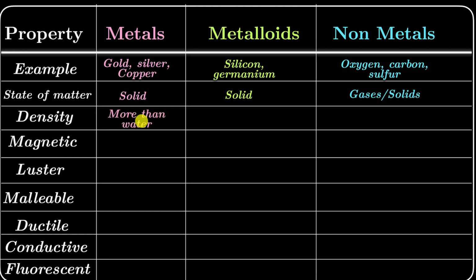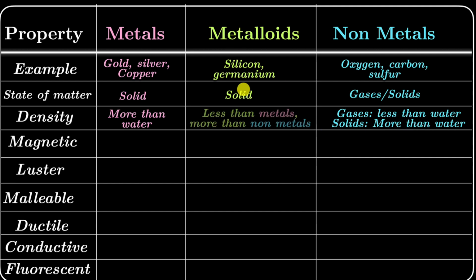Okay, next, let's talk about their density. Metals are usually more dense than water. What about non-metals? Well, if you consider gases, then they are less dense than water. And if you consider the solid non-metals, they are more dense than water. What about metalloids? They are less dense than metals, but they're usually more dense than non-metals. And so you can sort of see that metalloids have properties that are in between that of metals and non-metals.